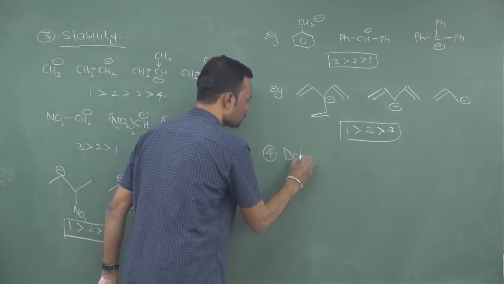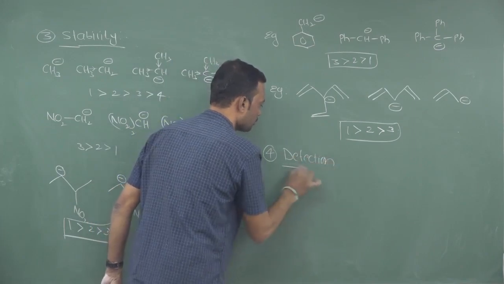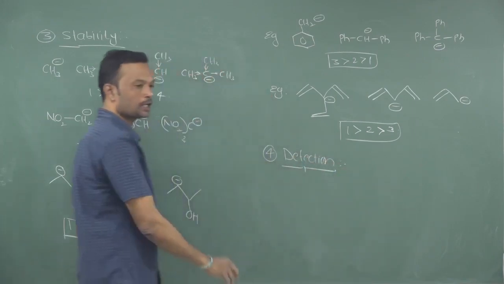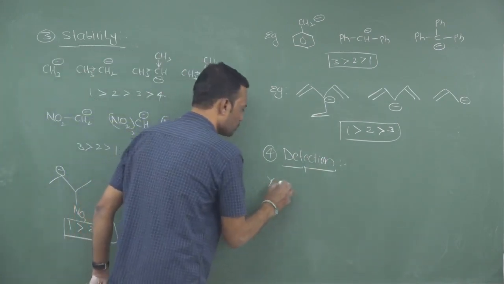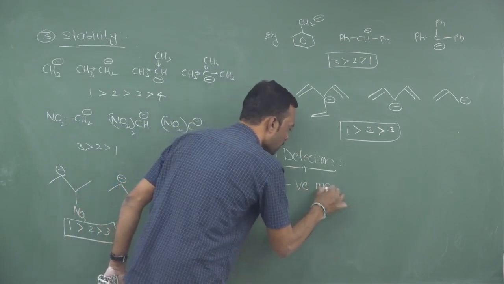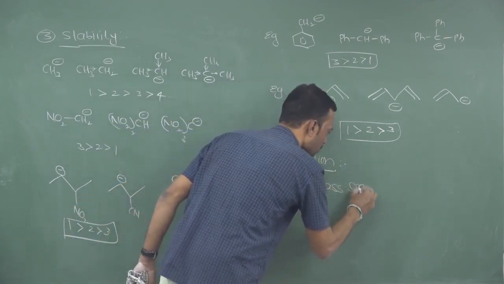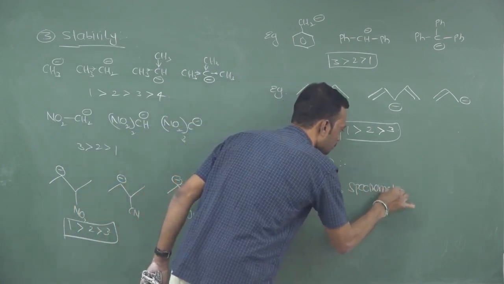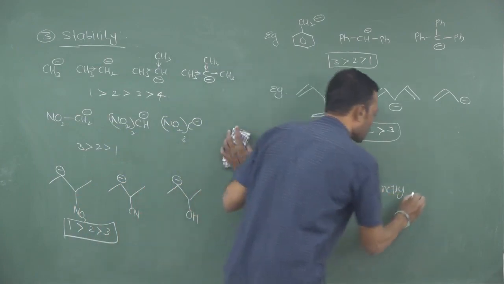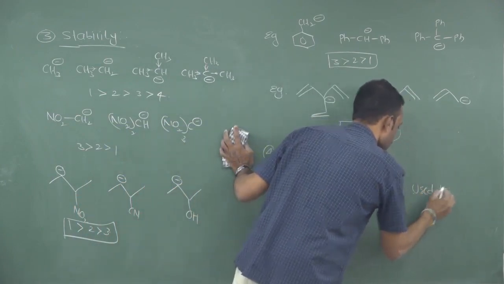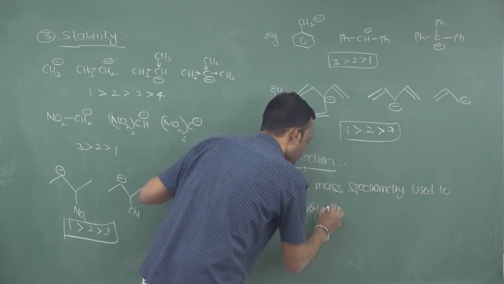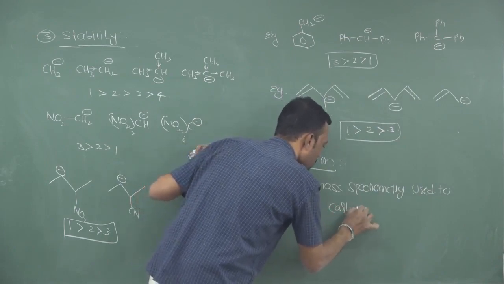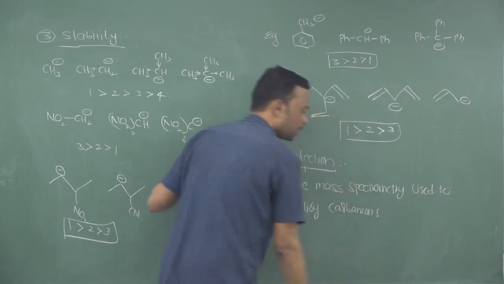So this is detection or trapping of a carbanion. How to identify a carbanion? Detection method. Very easy: only negative mass spectrometry is used to identify carbanions. Carbanions are identified by negative mass spectrometry.